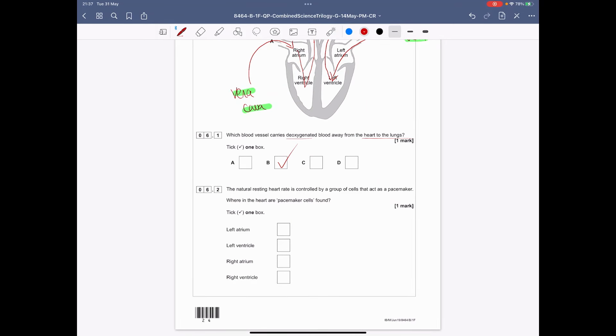The natural resting heart rate is controlled by a group of cells that act as a pacemaker. Where in the heart are the pacemaker cells found? Well, the pacemaker, it's just a fact you need to know, is in the right atrium, and that just makes sure that the right side of the heart and the left side of the heart beat at the same time, so it releases the blood in a coordinated way.